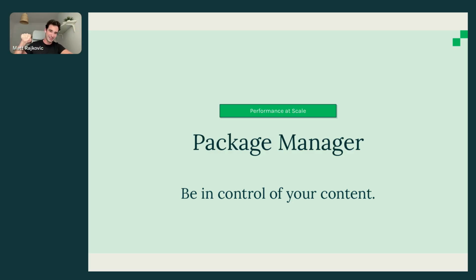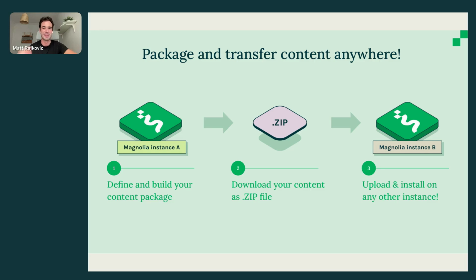And now on to the next topic, which is Package Manager, or being in control of your content. Package Manager is a new tool introduced with Magnolia 6.4, which you can again use as an extension, and which allows you to define and build your content package. Then you can download this package and upload it to any instance anywhere else. It's just a zip file which you can upload and extract in the new instance. It is optimized for really large packages, so you can package a lot of content.